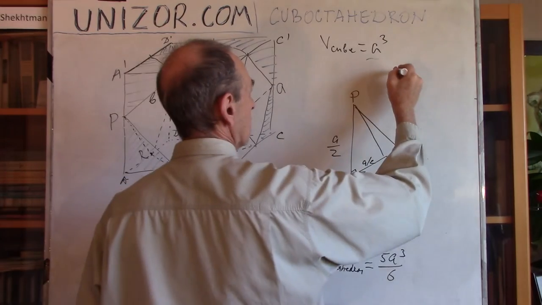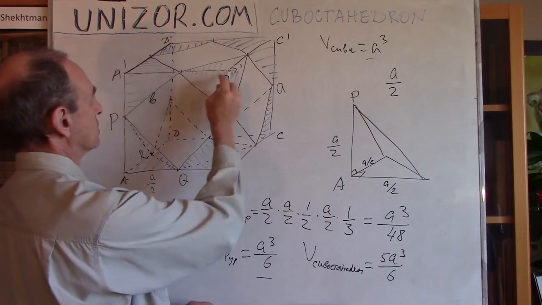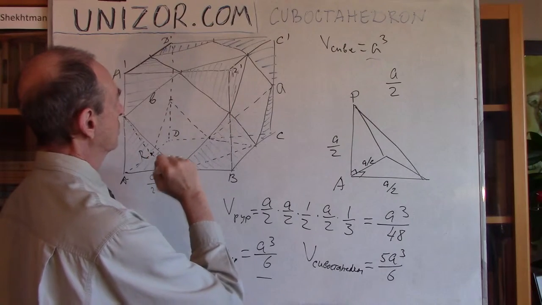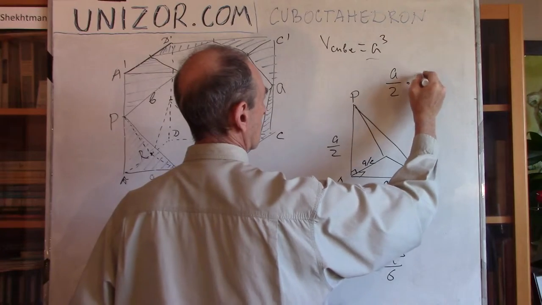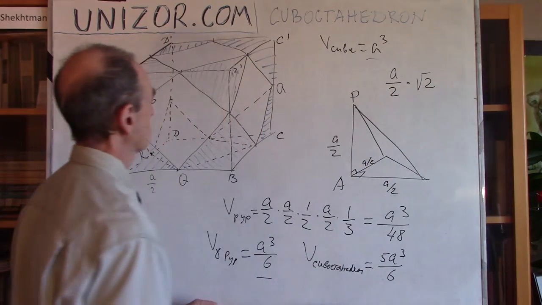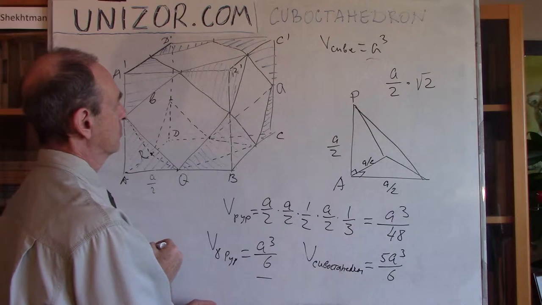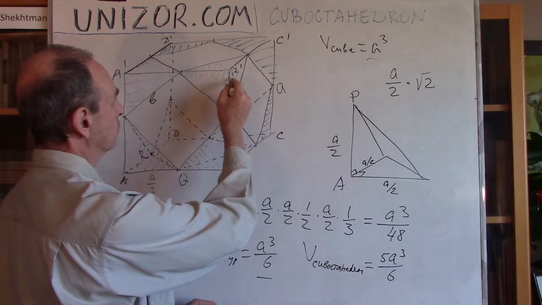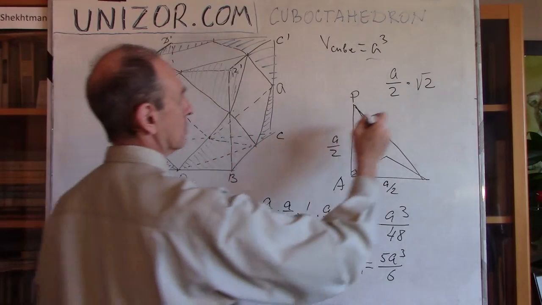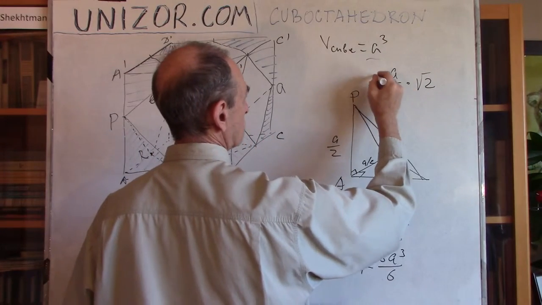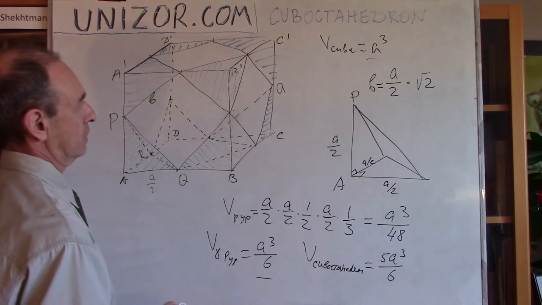So if my cathetus is equal to A over 2, then hypotenuse B is equal to this, right? We're talking about the Pythagorean theorem: (A over 2) squared plus (A over 2) squared is equal to B squared, right? So this would be my B, right?